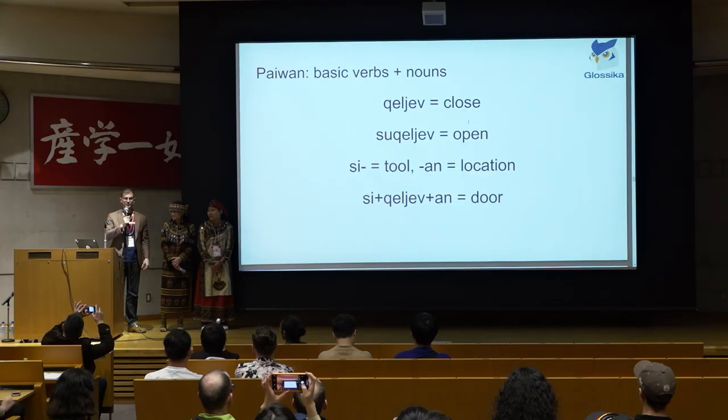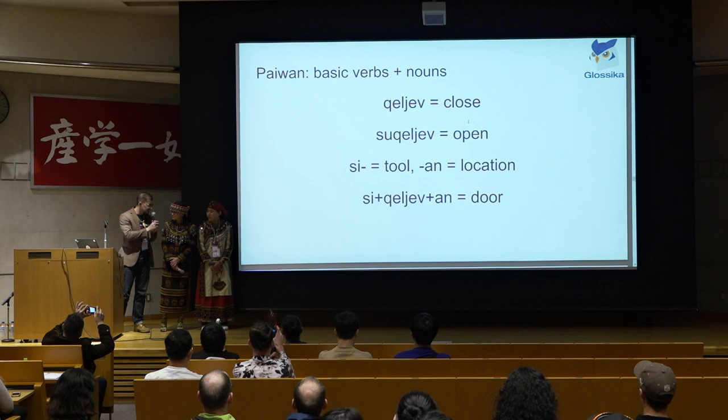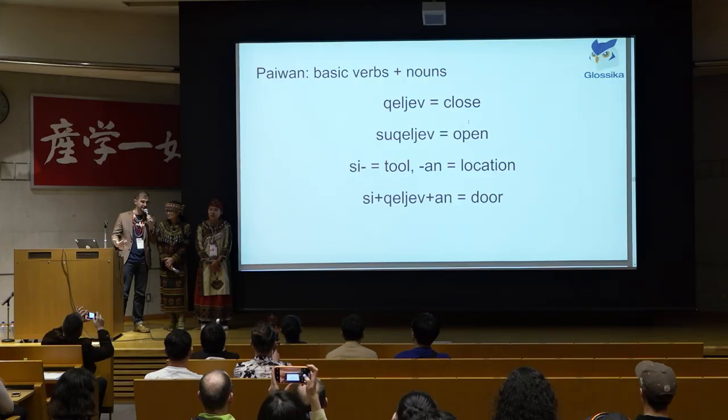So we're going to start understanding some basic Paiwan sentences. And I would like everybody to read along. Okay, so the first word is to close. Notice I'm using a causative state here. Okay, so we're going to start with the first word. Read together with us, okay? Everybody.